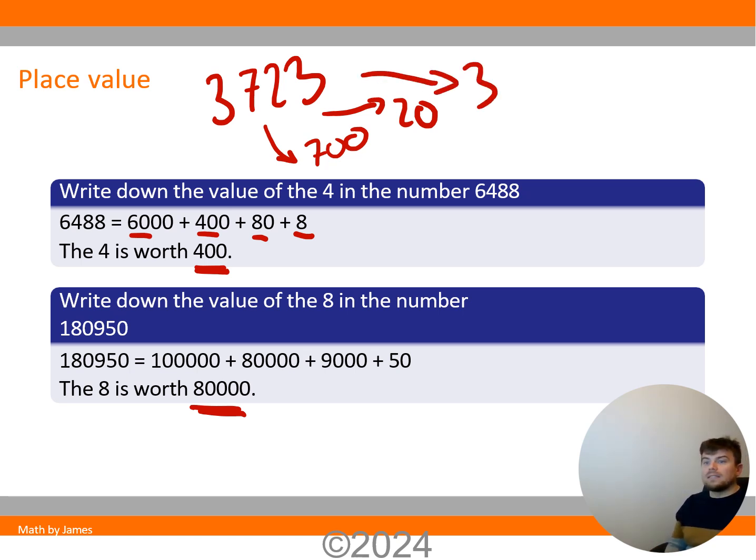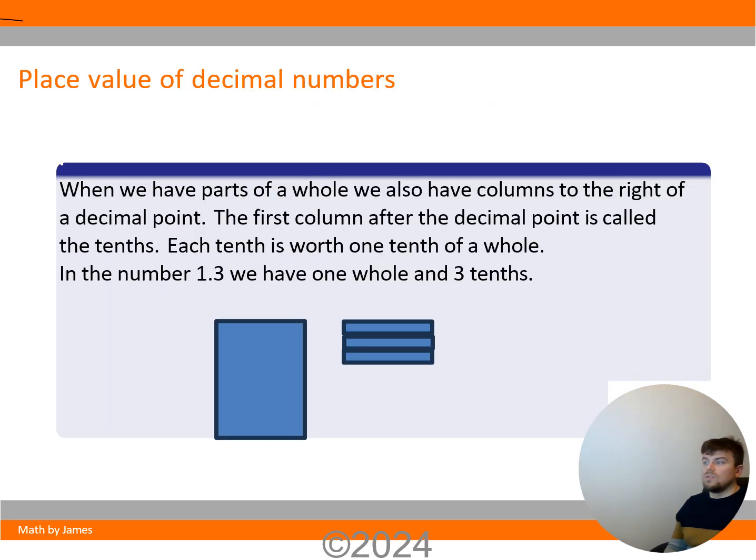Now we're going to look at decimals. So decimals are really important to understand. So when we have parts of a whole number, we also have columns to the right of a decimal point. The first column after the decimal point is called the tenths. Each tenth is worth 1/10 of the whole number. In the number 1.3, we have 1 and 3/10.